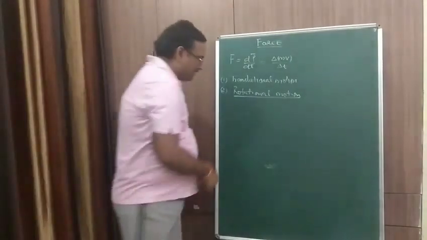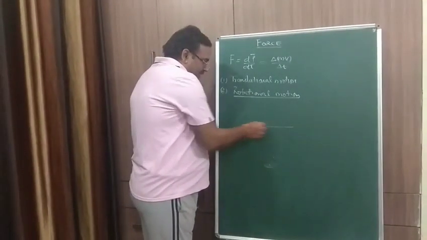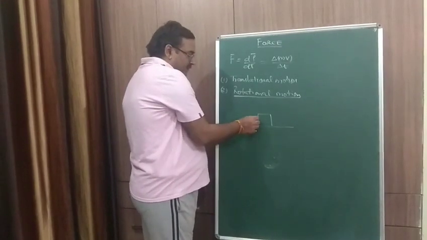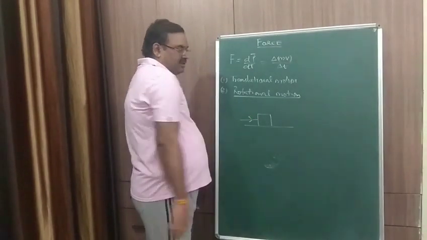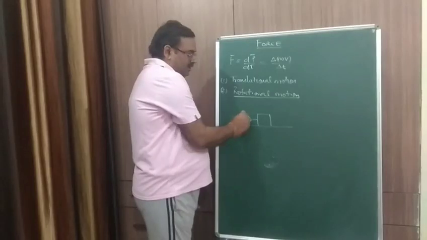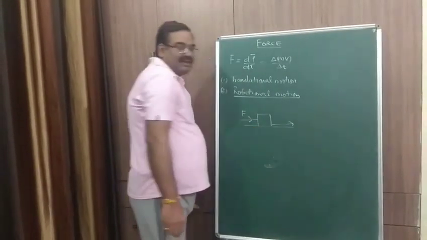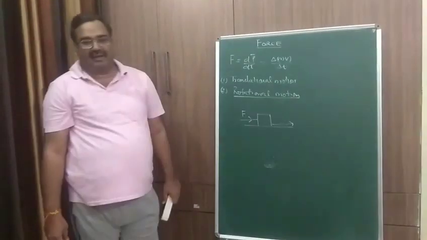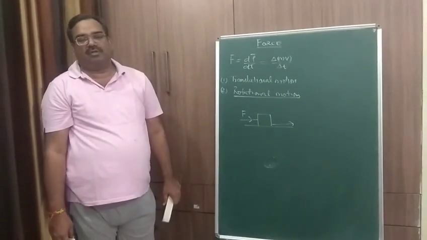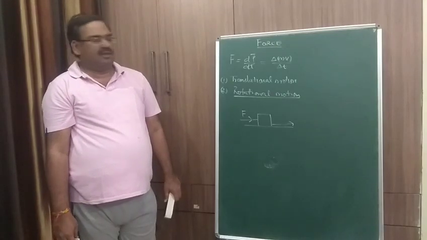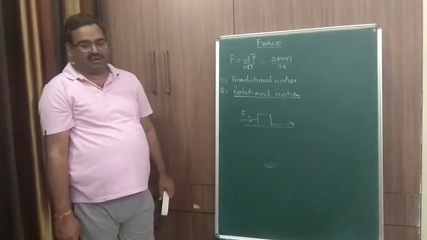Okay, I am giving you an example here. I have a box that has been placed on a surface and a force is exerted on this object. The body starts to move in this direction, that is in the direction of the force applied. Then this kind of motion is known as translational motion. Then the next one is rotational motion.